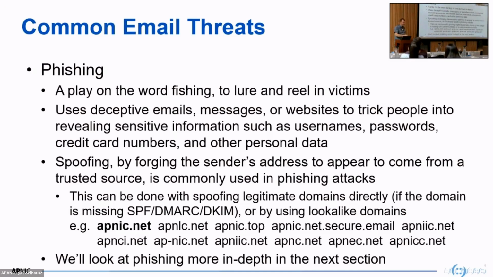A lot of the phishing is done through spoofing or forging of the sender's email address to make it appear to be coming from an authoritative email address. This, of course, is done through spoofing domains and is commonly done if it's missing email protections such as SPF, DMARC, and DKIM. Those ones actually will prevent the spoofing of domains.